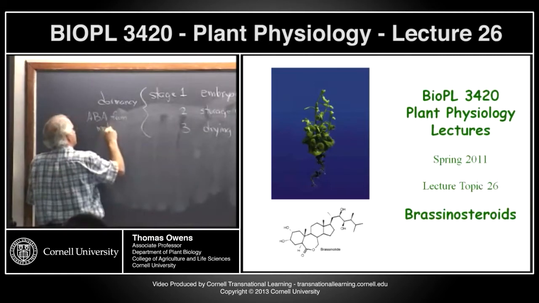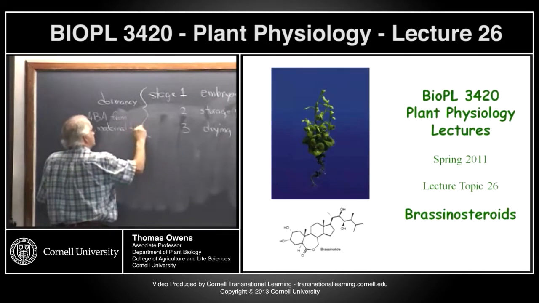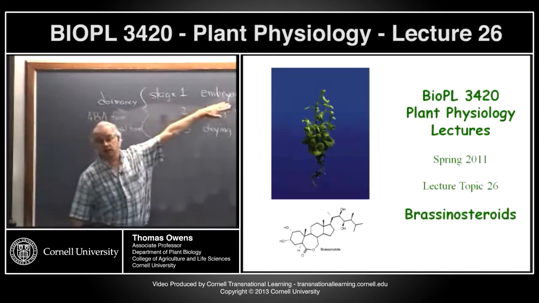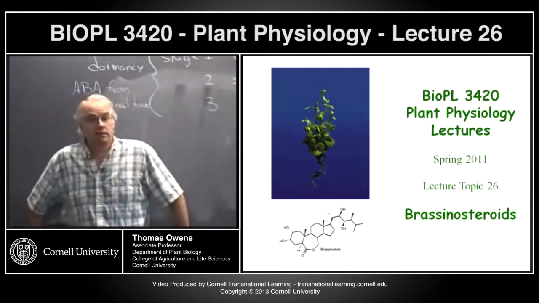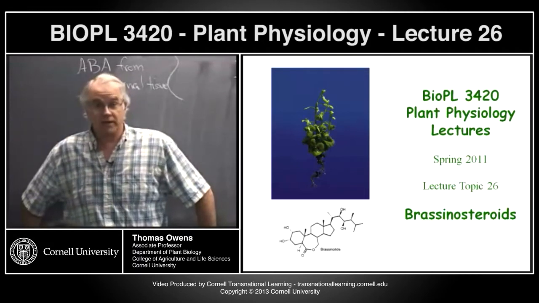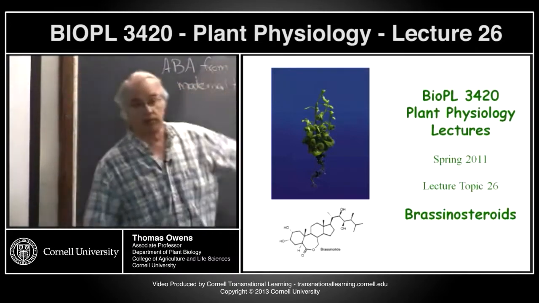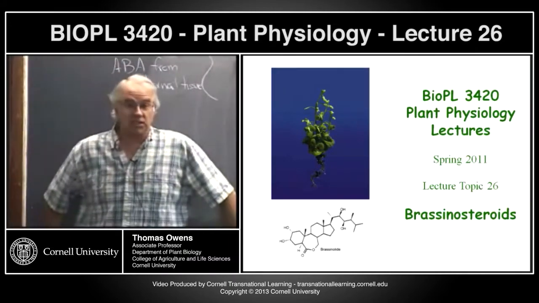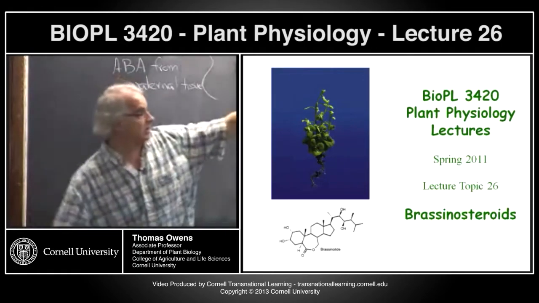So what would you expect if you excised an embryo at the end of stage one? If you excised an embryo from the developing seed, what would you expect that embryo to do? It would try to germinate, right? So in the absence of the maternal ABA, an excised embryo will actually germinate. And if you apply exogenous ABA, that prevents the embryo from germinating. Okay, so there are two separate roles that ABA is playing here.